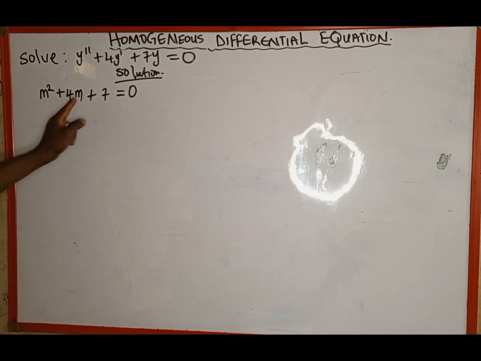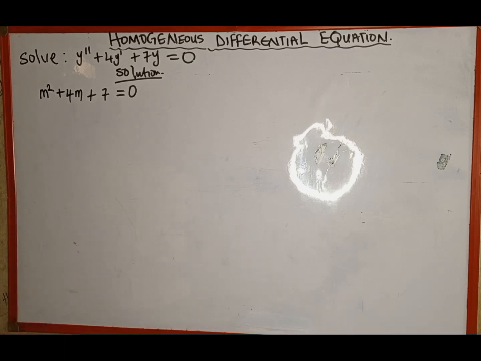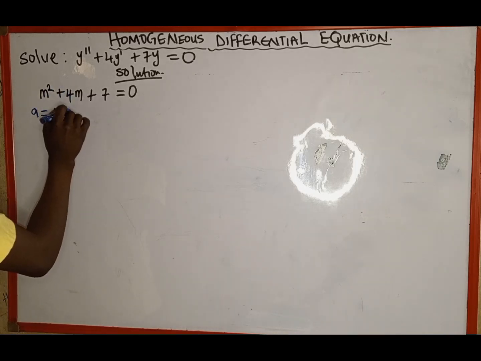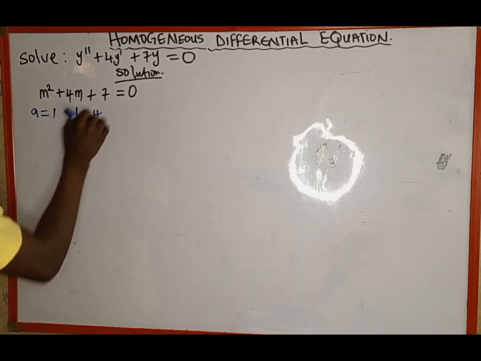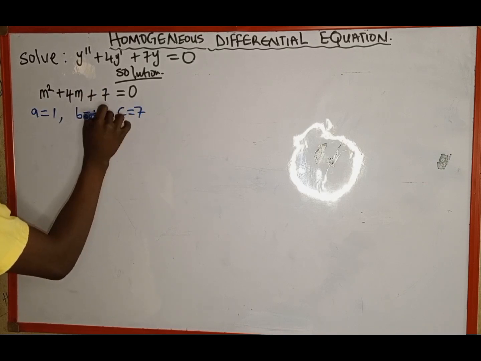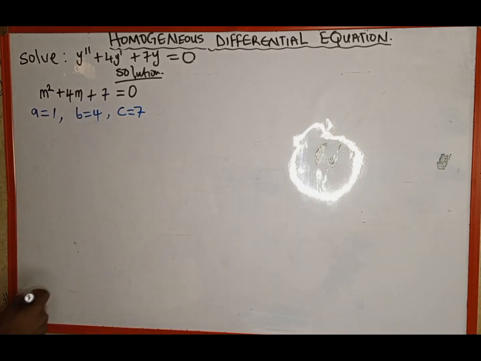So this is the auxiliary equation of this differential equation. We notice that this is a quadratic equation. Now we are going to first find the roots before we look for the general solution. We can use the formula method. So a will be equal to the coefficient of the highest power, which is 1, followed by m, whose coefficient b is 4, then the constant c is 7. So this is a, b and c. We just write the coefficients.